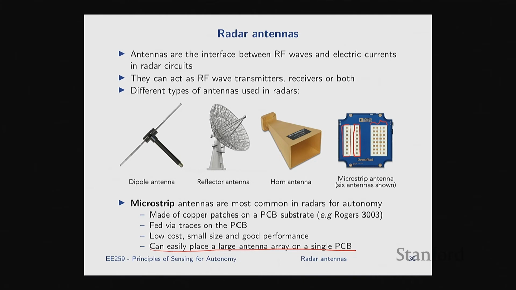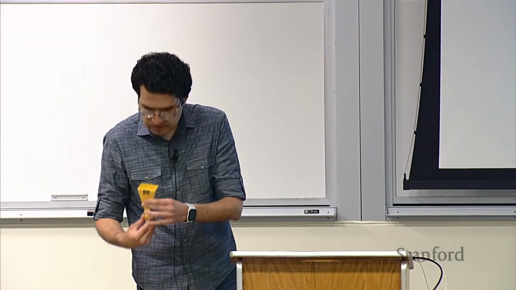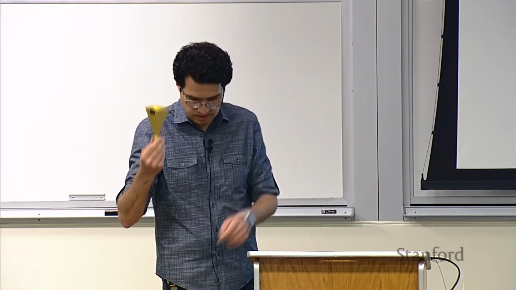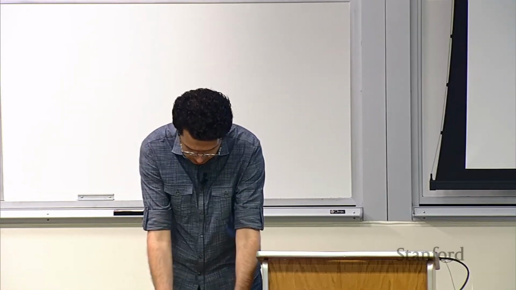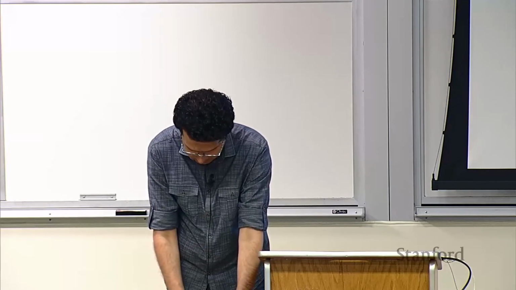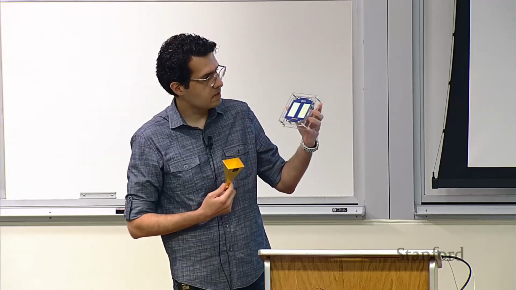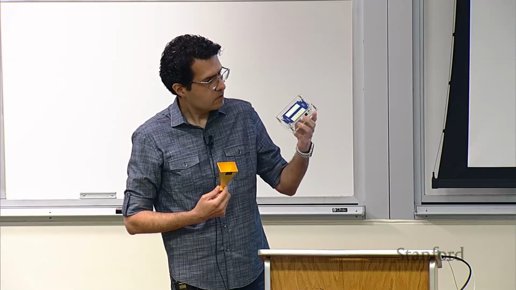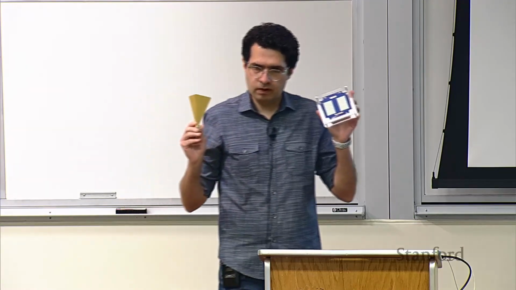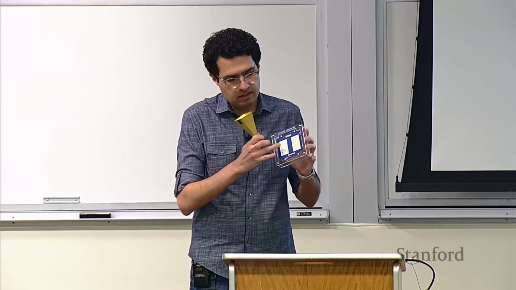I brought a couple of these to show you if you want to see them up close. This is a horn antenna. It's exactly the same one that is on the slides. And if I can take it out without breaking it, this one is an array of microstrip antennas. Again, it's the exact same one that you see on the slides. So a couple of things. These are for 24 gigahertz. I didn't have one for 77 at hand to bring, but a 77 gigahertz antenna would be much smaller.